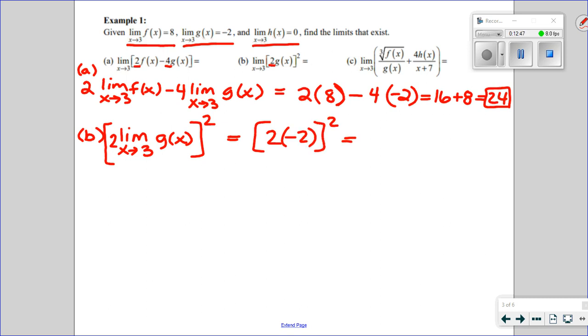And now we're just down to order of operations. 2 times -2 is -4, and -4 squared is 16. Okay, let's look at part C.